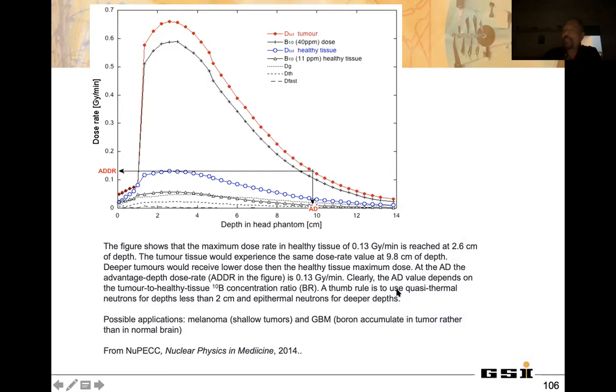So a thumb rule is to use quasi-thermal neutrons for depth less than 2 centimeters. If you want to go to a depth higher than 2 centimeters, which means very, very shallow tumors, then you have to increase the energy of the neutrons, which means that you have to move from thermal to epithermal. You pay this in terms of reduced cross-section. The cross-section will be lower, but you gain it in terms of depth that you can reach with epithermal neutrons.